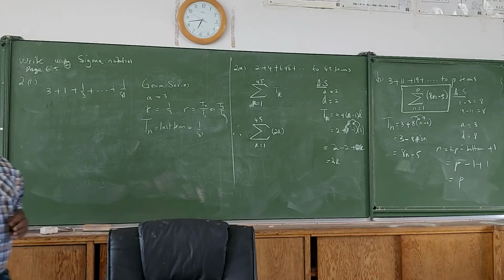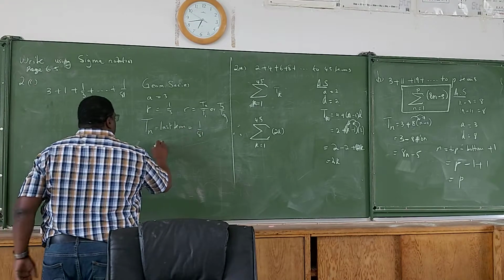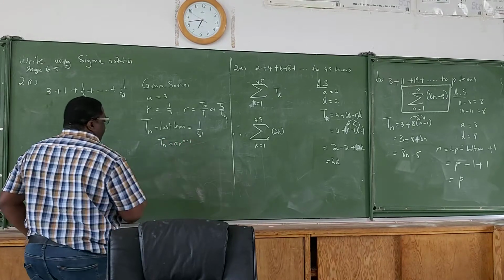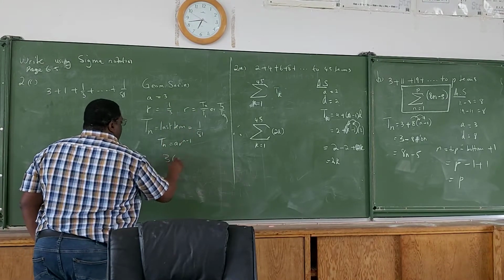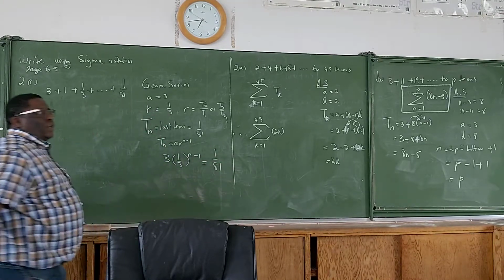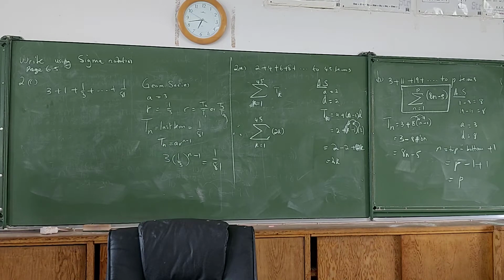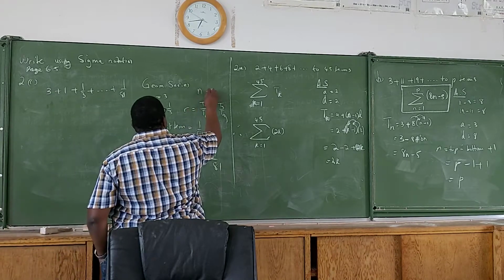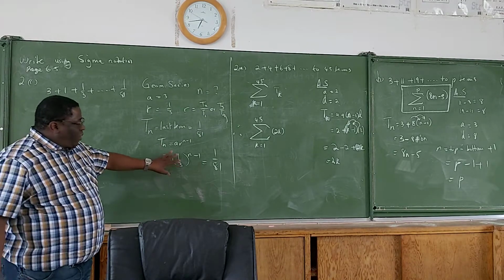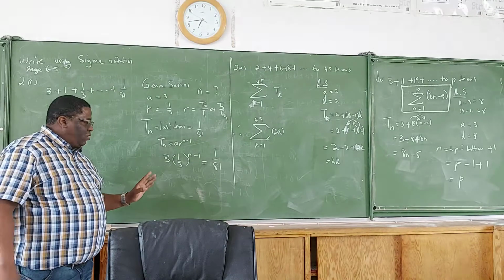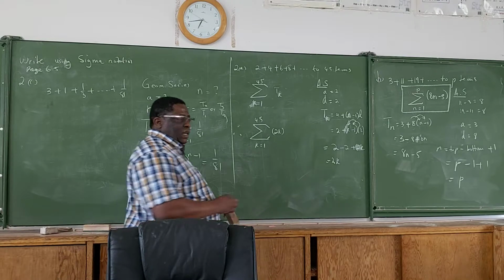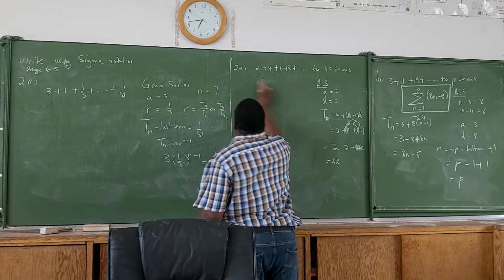T sub n equals the last term. What is T sub n for a geometric series? T sub n is a r to the n minus 1. So our first term here is 3, our r is 1 over 3, raised to n minus 1, because we are looking for the number of terms. We can divide, but let's do it this way because I've seen that people are struggling with the normal arithmetic.